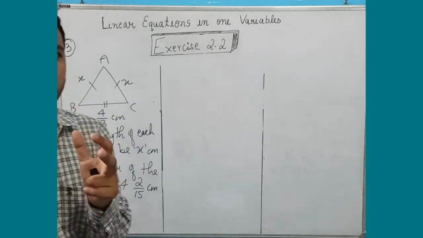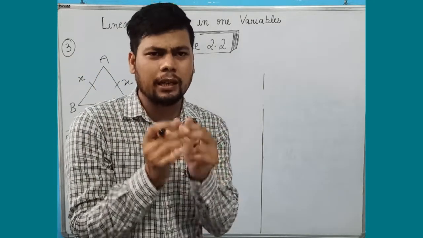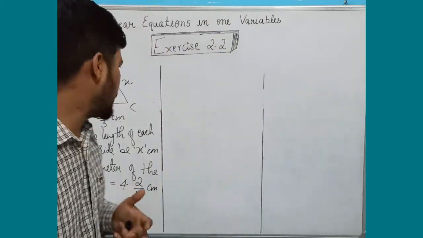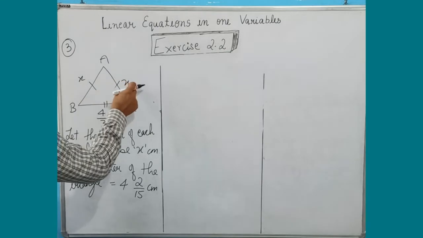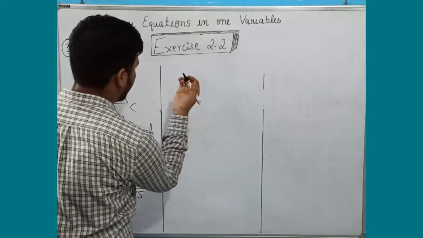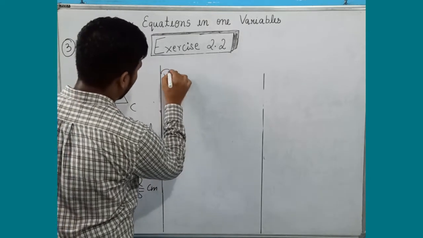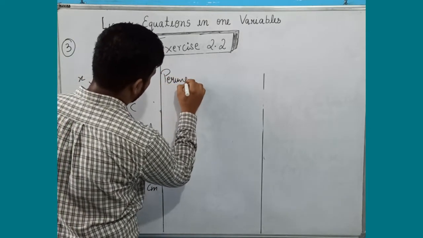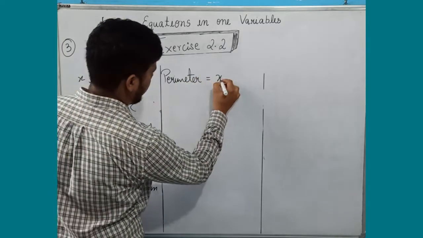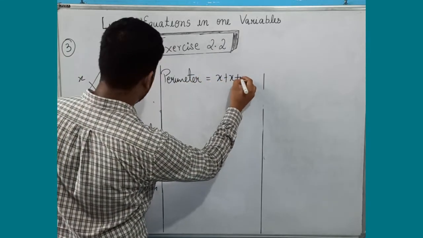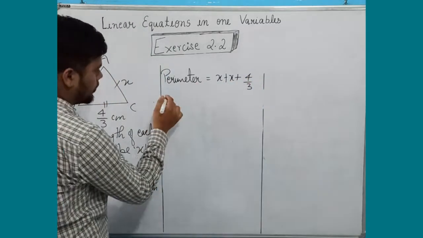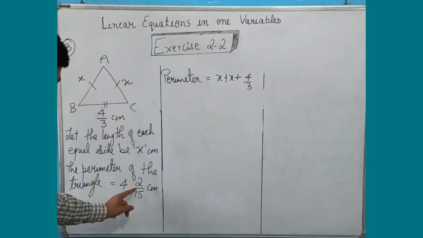by the concept that we have. What is a perimeter? Basically, perimeter means adding all the sides of a given shape. Yes or no? So here x plus x plus 4/3 should give you this much. So I'll just write it down here. Perimeter is equal to x plus x plus 4/3. And what is the perimeter? It is 4 whole 2/15.